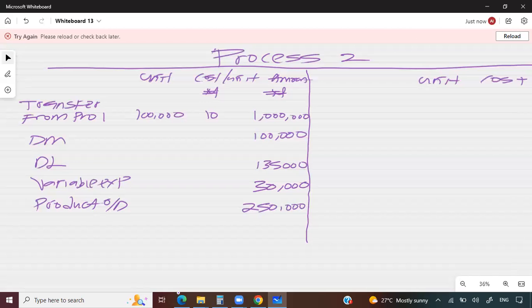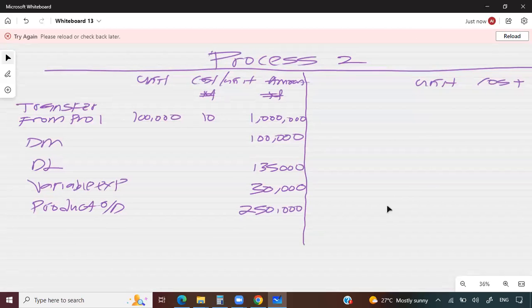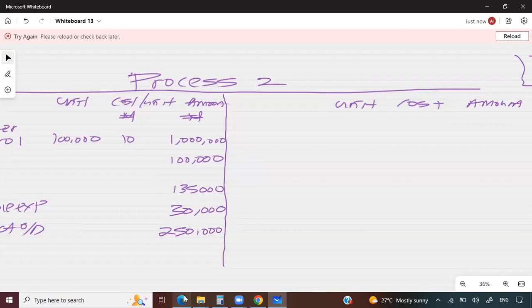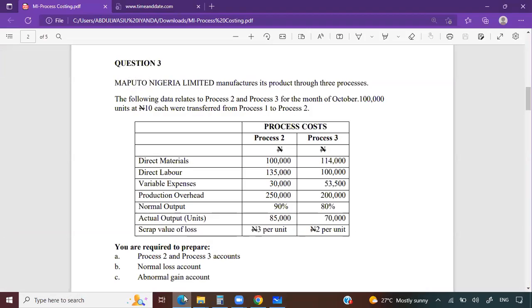Okay. Then what is the output? The output to process 3 is, let's say, 70,000. Okay, no problem. What do we now need to do?